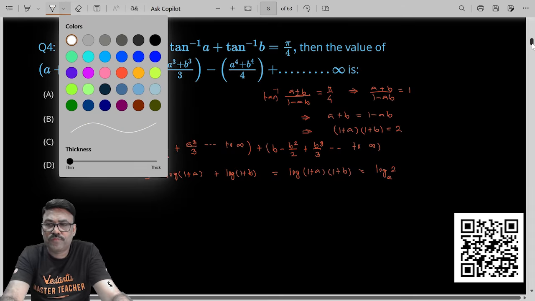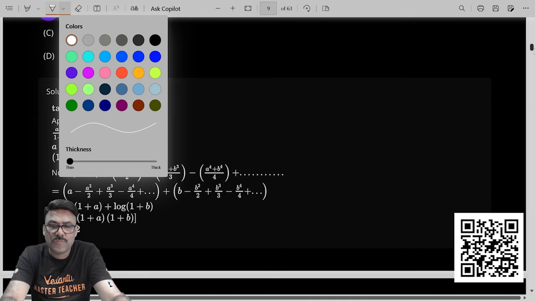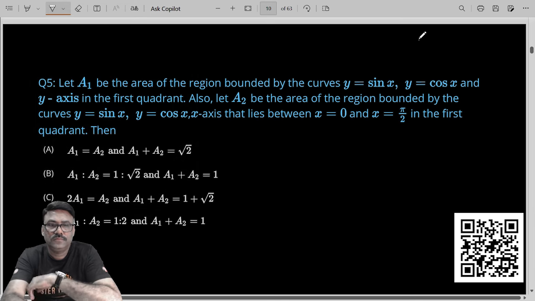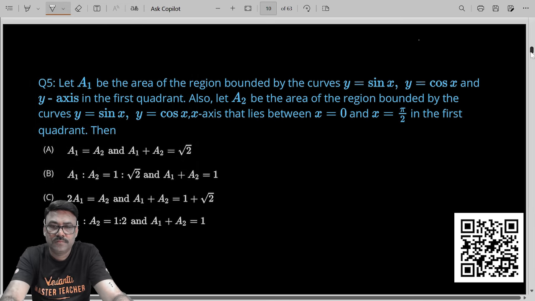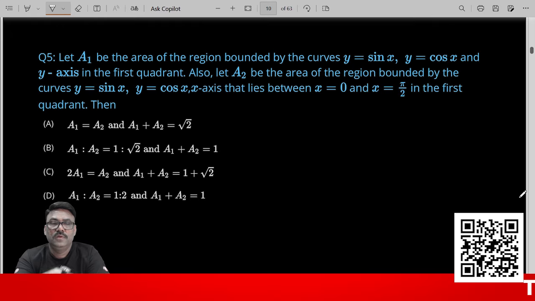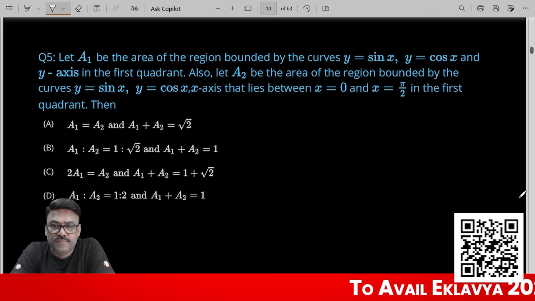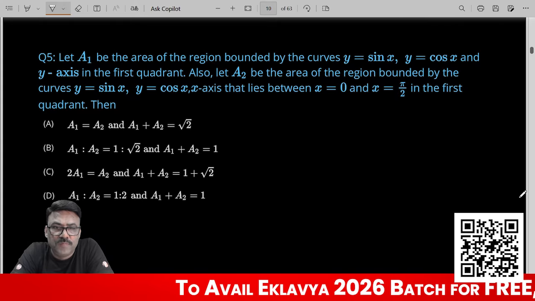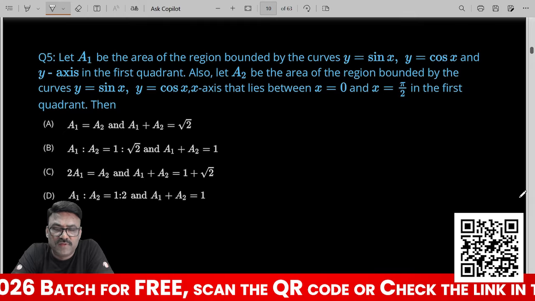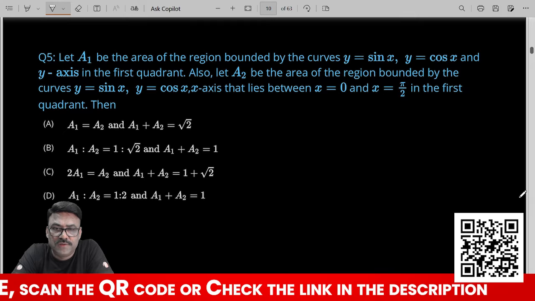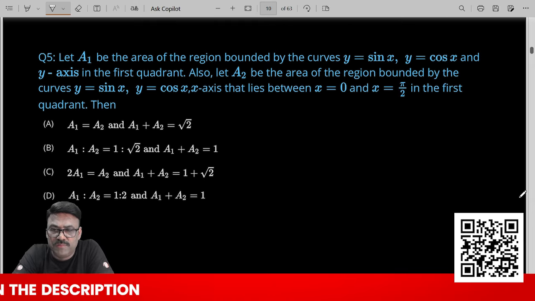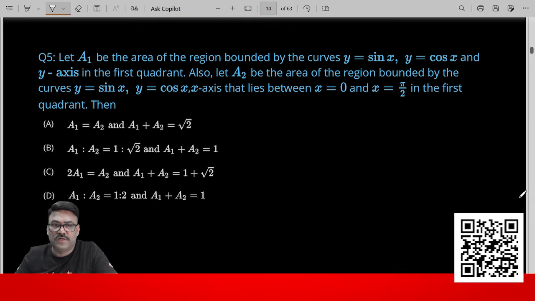Now let's take the next question. This is based on the area between sin x and cos x. They are saying that A1 is the area of the region bounded by the curve y is equal to sin x, y is equal to cos x, and the y axis in the first quadrant. And A2 is the area of the region bounded by the curve y is equal to sin x, y is equal to cos x, and the x-axis between 0 and pi by 2. So which option is correct here?